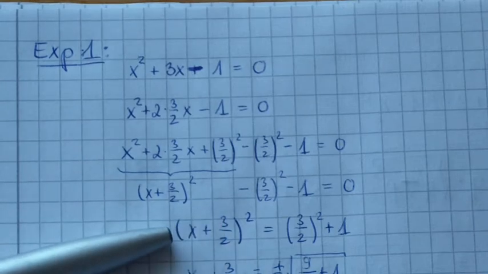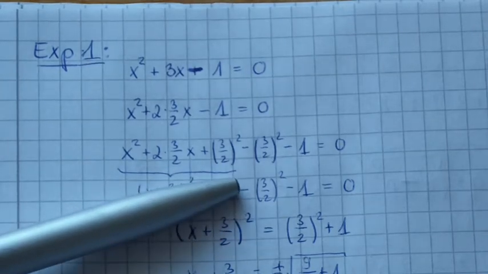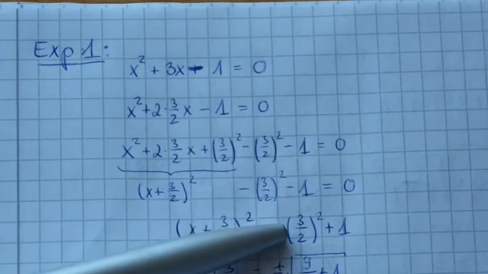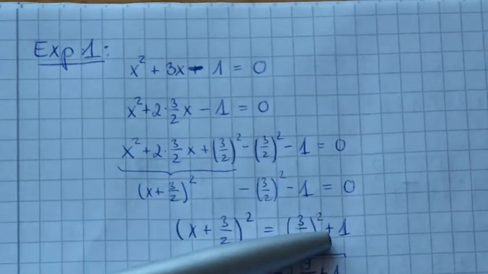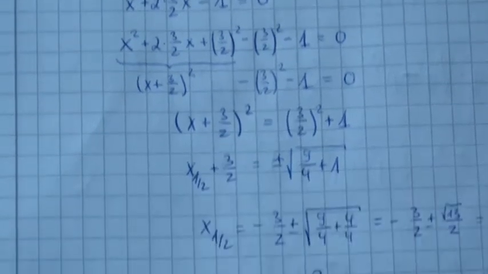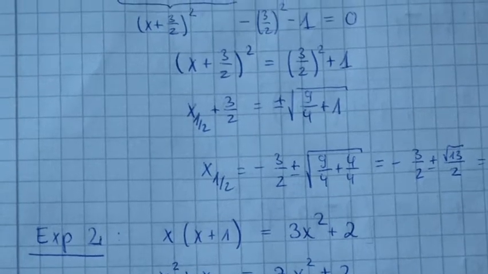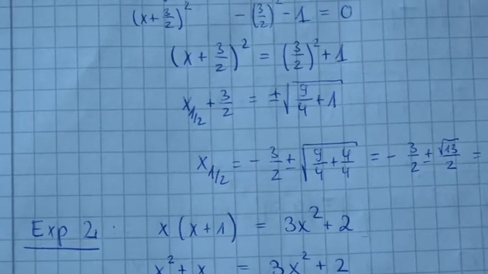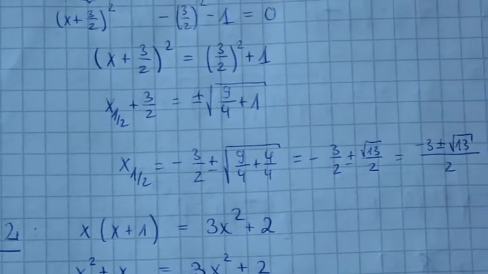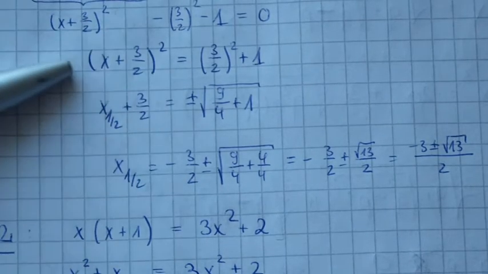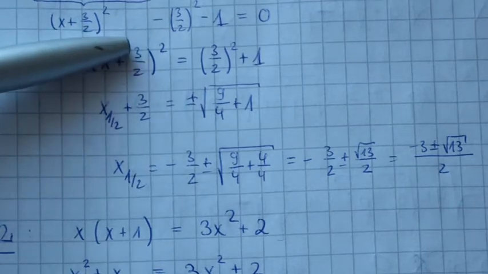Next step, what we're gonna do is we just transfer this thing here to the right hand side, changing the sign. So this will become plus 3 halves squared and this will become plus 1. Okay? Now we have this line here, and I just want to go down a bit so you can have a view on what happens next, okay?